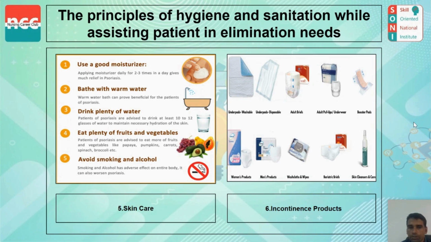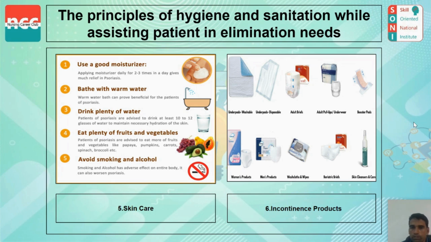Eat plenty of fruits and vegetables. Patients of psoriasis are advised to eat more fruits and vegetables like papaya, pumpkins, carrots, spinach, broccoli, etc. Avoid smoking and alcohol. Smoking and alcohol have an adverse effect on the entire body. It can also worsen psoriasis.